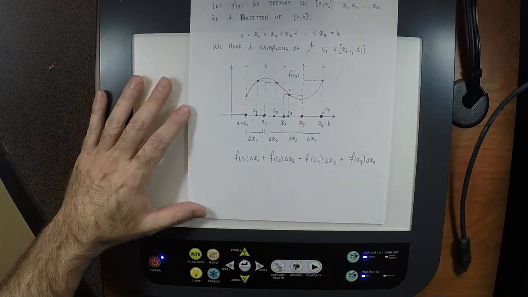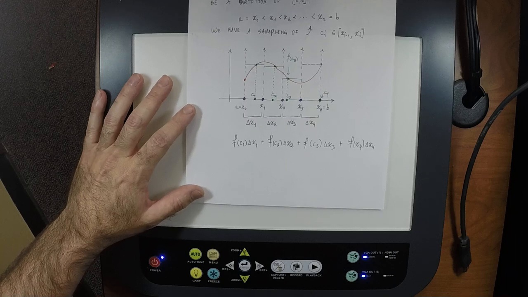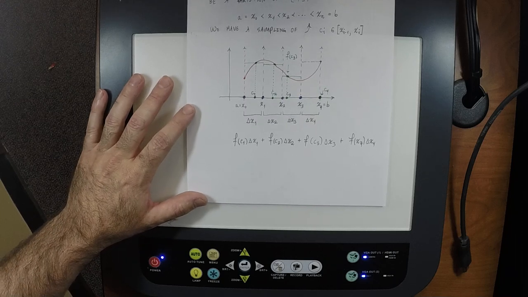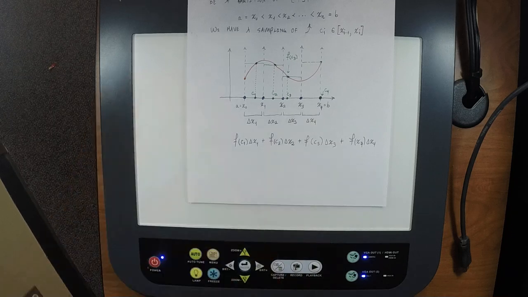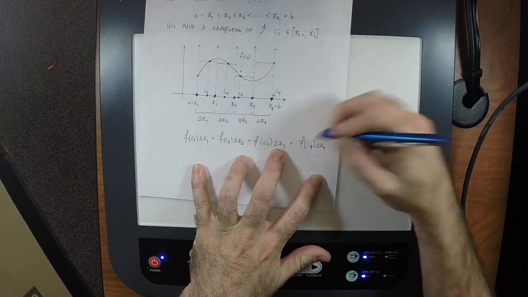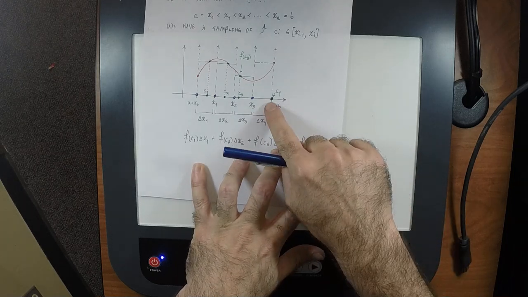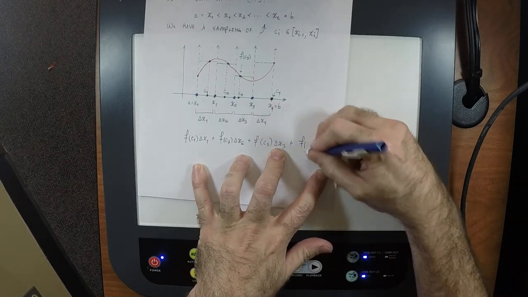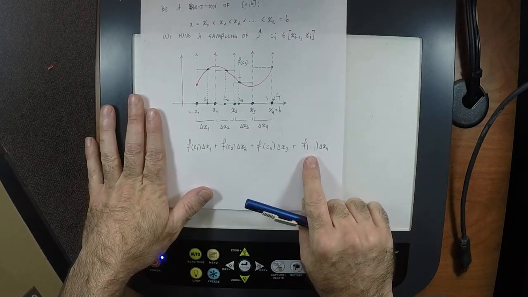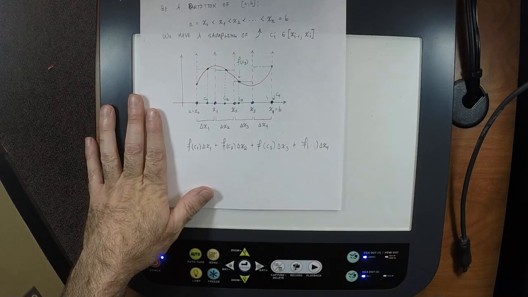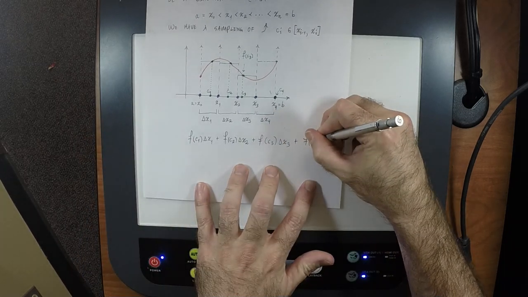Please understand that I drew four pieces, but we're talking about n pieces. Yes? Is f of x4 f of c4? No, it's not. It was only right by accident, because I had accidentally selected c4 as the same as x4. These need to be c's.